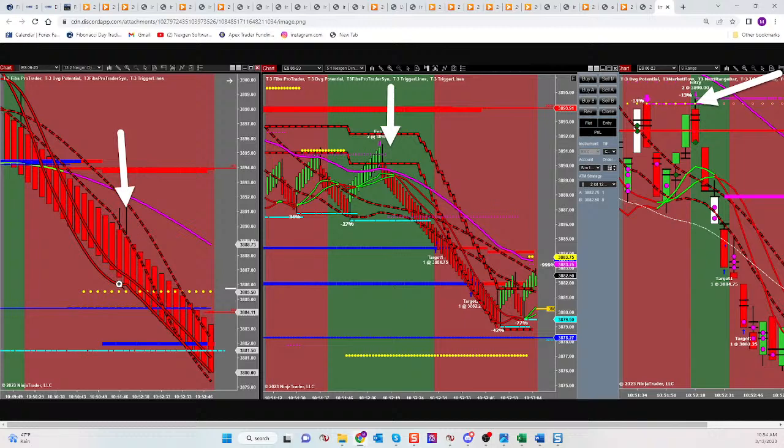John, same thing. Everything says down, split triggers. It makes it right back up to the synthetics. Everything says down. Nice trade.